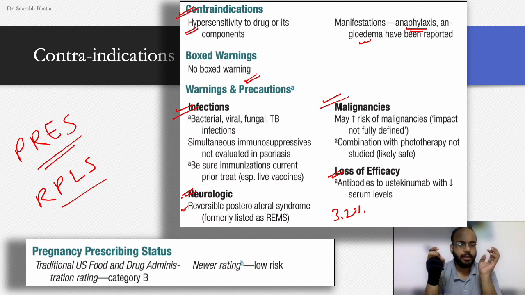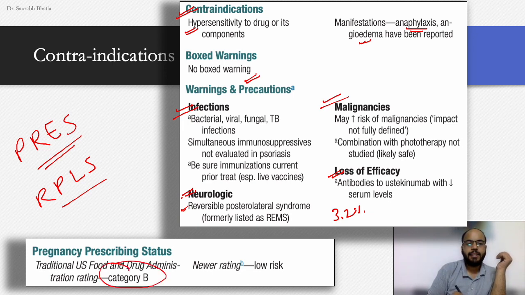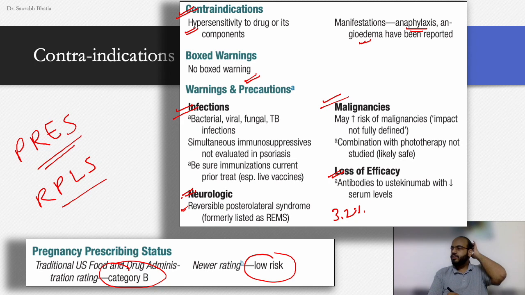Okay. The older pregnancy category is category B. The newer one is low risk. Okay. So this is somewhat similar to other biologicals. If I can remember correctly, certolizumab pegol was category C, older category, while all other biologicals were category B. And the newer rating says that these biologicals are low risk. Clear?